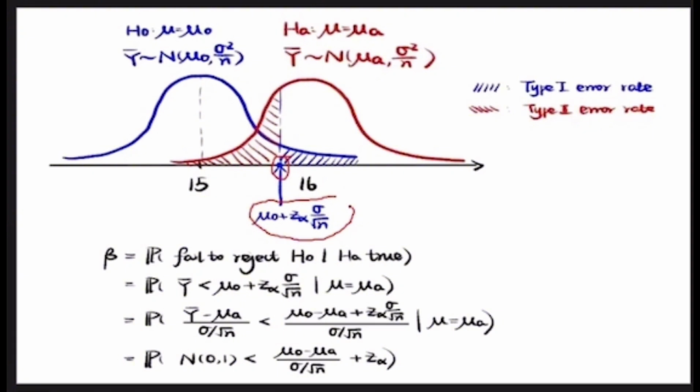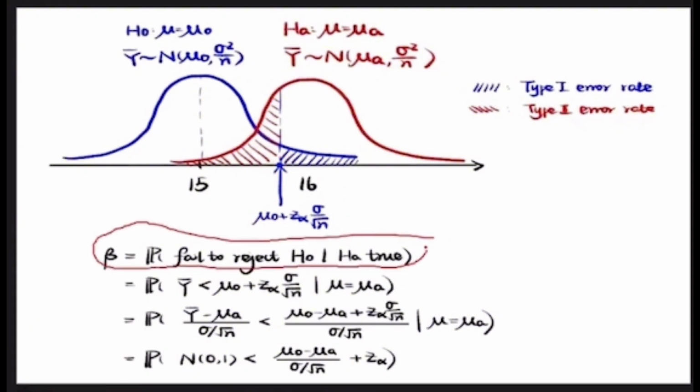Don't forget Y bar is the random variable, the estimator here. Okay, and of course we're going to have that. Now, if I want to compute my probability of type 2 error, take a look at that. The probability of type 2 error is to fail to reject the null hypothesis when the alternative is actually true.